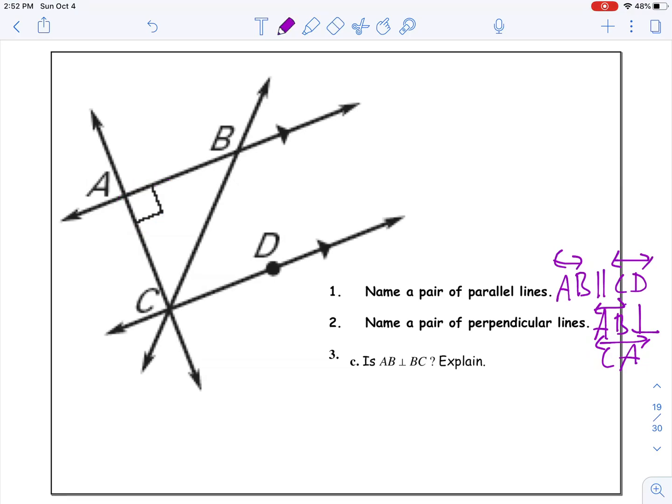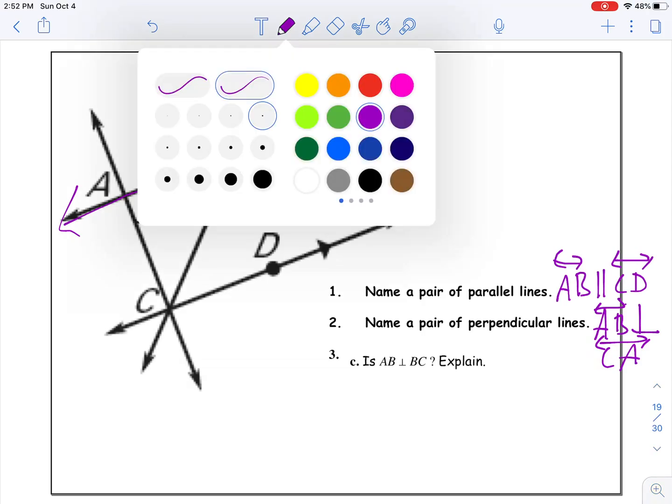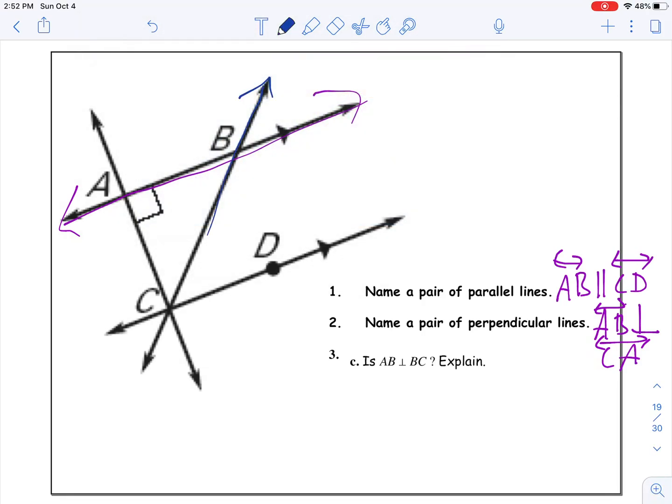And then the last one wants to know our lines AB, which is this line right here, and line BC. Are those two lines perpendicular? Once again, perpendicular, you're looking for the little right angle marking. There is no right angle marking. So you cannot say that those are perpendicular lines.